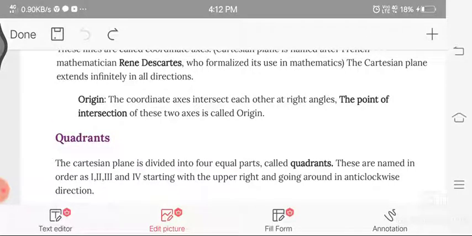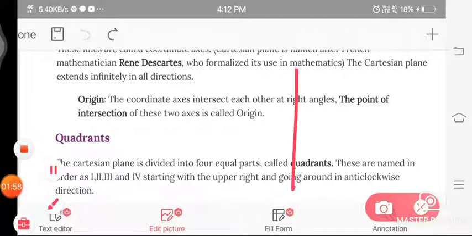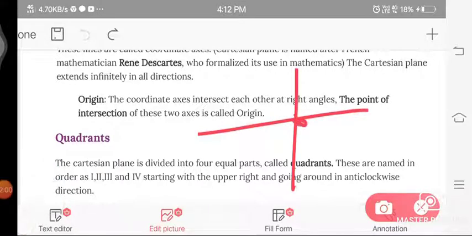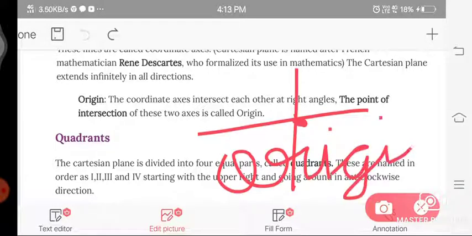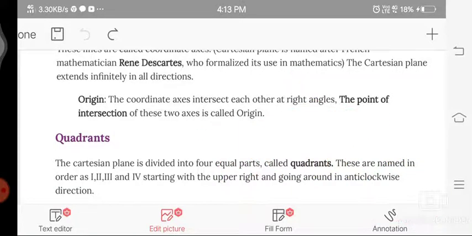Now we come to what an origin is. The coordinate axes intersect each other at right angles. The point of intersection of the two axes is called the origin. This point is called the origin, where these two lines intersect at a right angle.